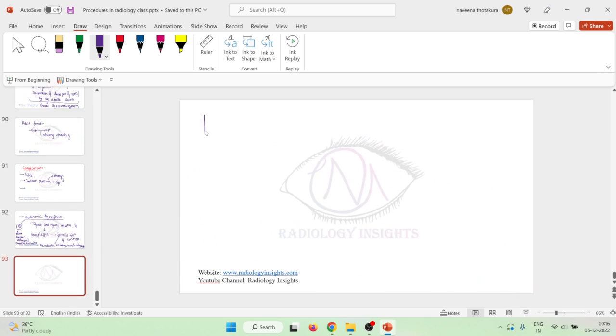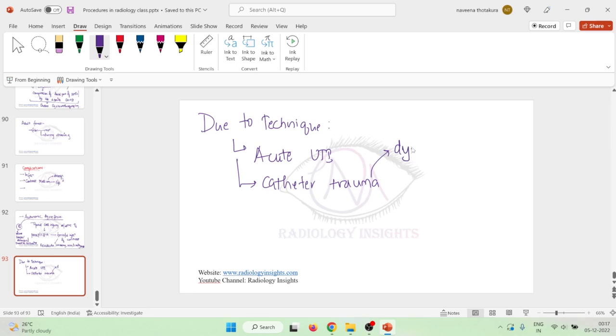Then the other complications. There are some complications which can occur due to wrong technique. The child may develop acute urinary tract infection when the infection gets into the bladder through the catheter. Catheter trauma can also occur. Whenever there is catheter trauma, the child may develop dysuria, frequency, hematuria or urinary retention.